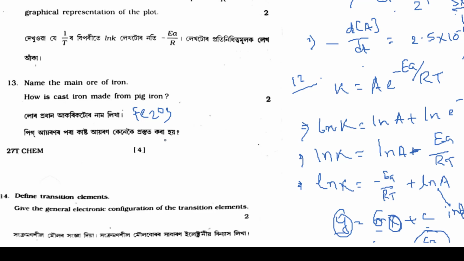Cast iron also contains about 3% of carbon and is extremely hard and brittle. I have included these two additional pieces of information, so you can write them or not, it's up to you. So the answer is: cast iron is obtained by melting pig iron with scrap iron and coke using a hot air blast.